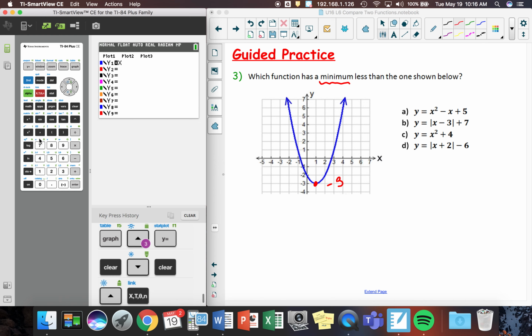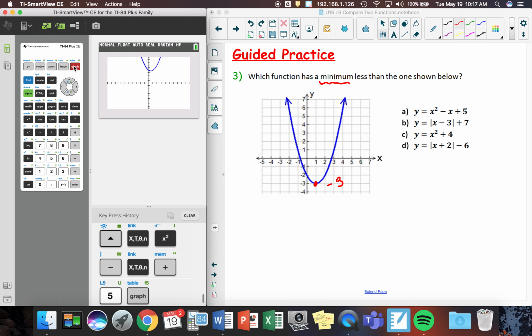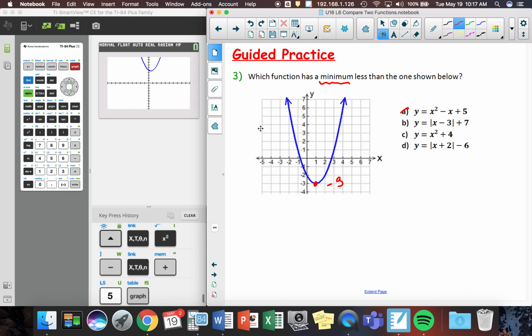Okay, where we have x squared minus x plus 5. Okay, I'm going to look at this one first. Take a look at the graph. I don't even have to look at the table. I can see that that's wrong. This minimum is way lower than this one. This one is above the x-axis. This one is below the x-axis. I know that A is out.